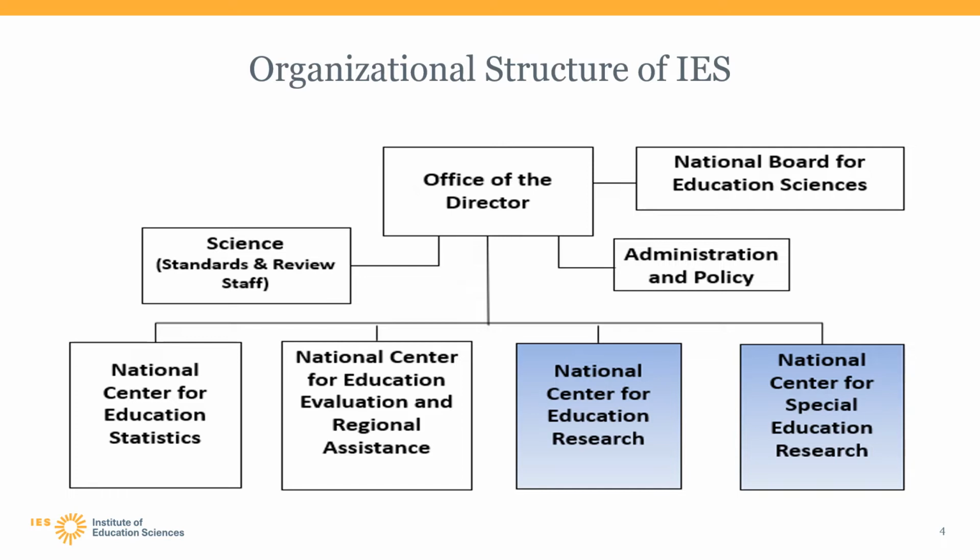IES has 4 centers. The National Center for Education Statistics is a primary federal entity for collecting and analyzing data related to education. The National Center for Education Evaluation and Regional Assistance conducts unbiased, large-scale evaluations of education programs supported by federal funds. They provide technical assistance and support the development and use of research and evaluation. The National Center for Education Research, or NCER, and the National Center for Special Education Research, or NCSER, award research grants. The grant programs we are discussing today are managed by NCER and NCSER.